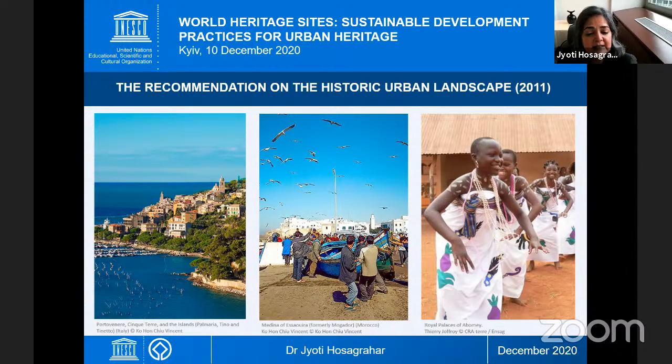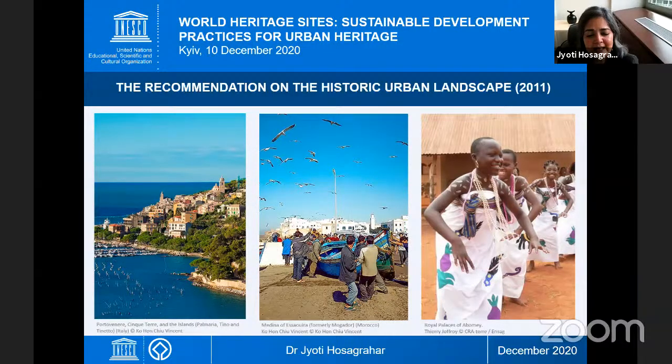So it applies to all historic cities, not only to World Heritage sites. But what is important in World Heritage sites is that the urban development, the wider goals of urban development, must happen with respect to the protection of the outstanding universal value.